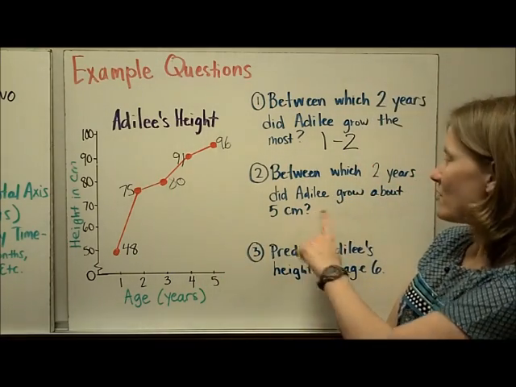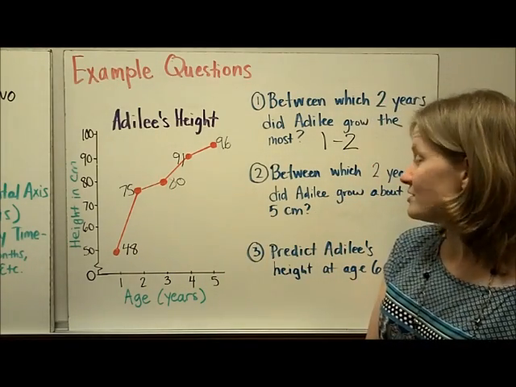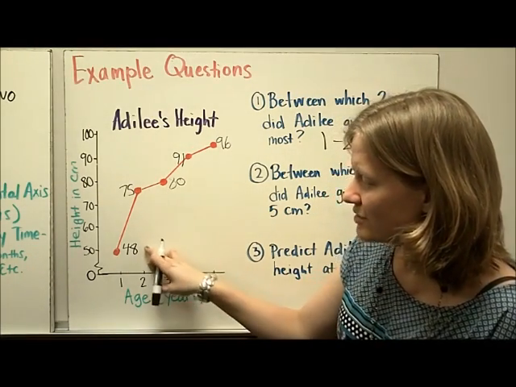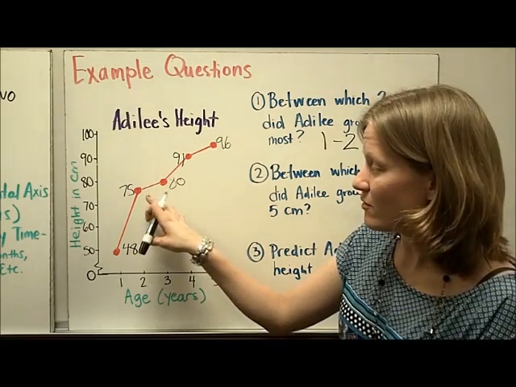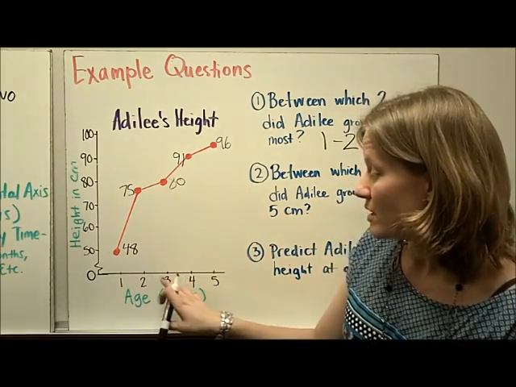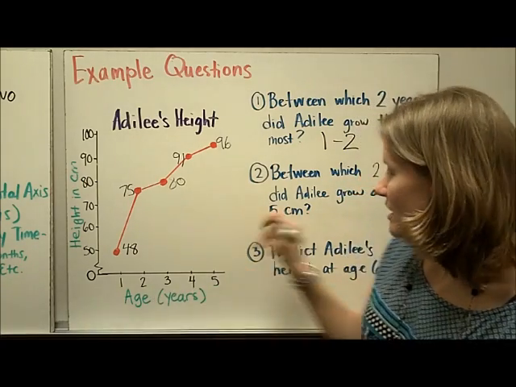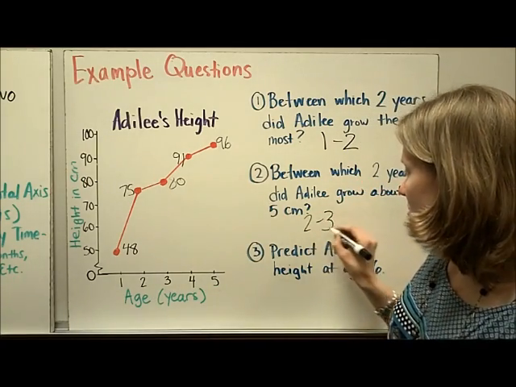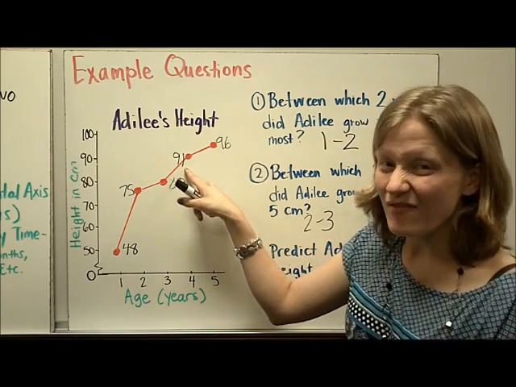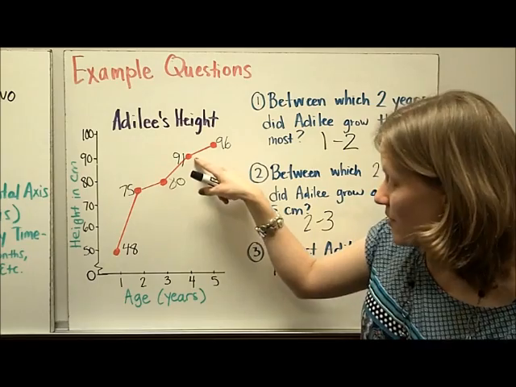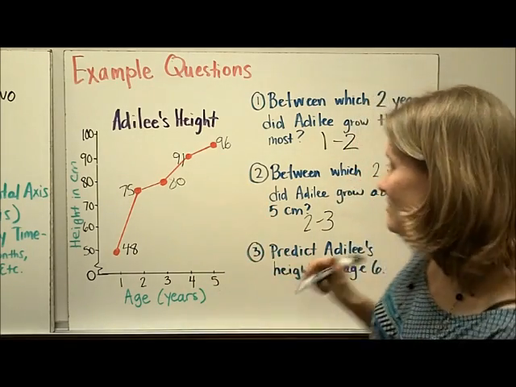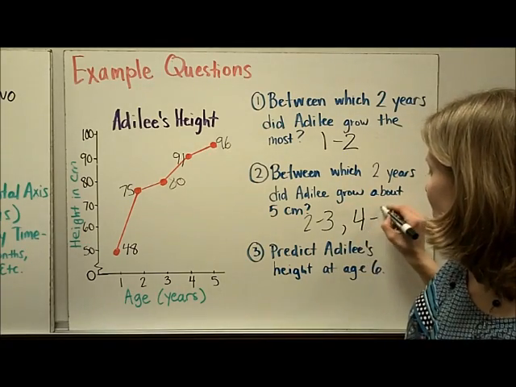So now I'm going back to my question. I want to know between which 2 years did Adley grow about 5 centimeters? Well, here this is obviously way too big, a lot more than 5 centimeter growth. But from 75 to 80, that's about a 5 centimeter growth. So between ages 2 and 3, she grew about 5 centimeters. Here we have a growth of about 10 or 11 centimeters, which is too big. But between ages 4 and 5, we have another place where she has grown about 5 centimeters. So I'm going to list between ages 4 and 5.